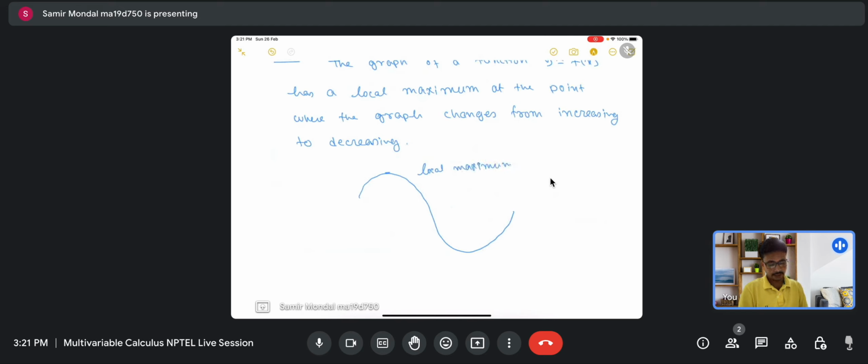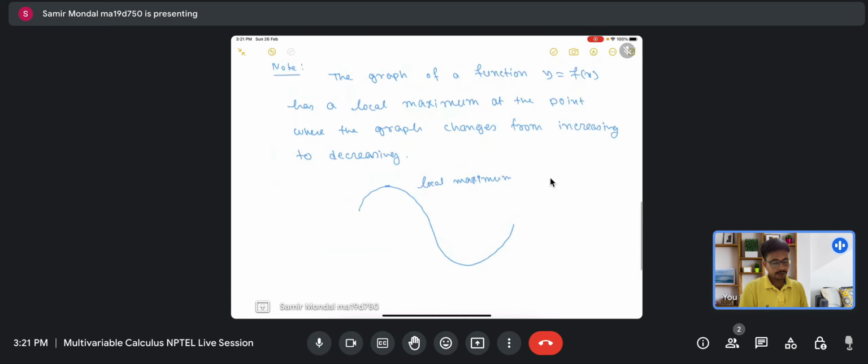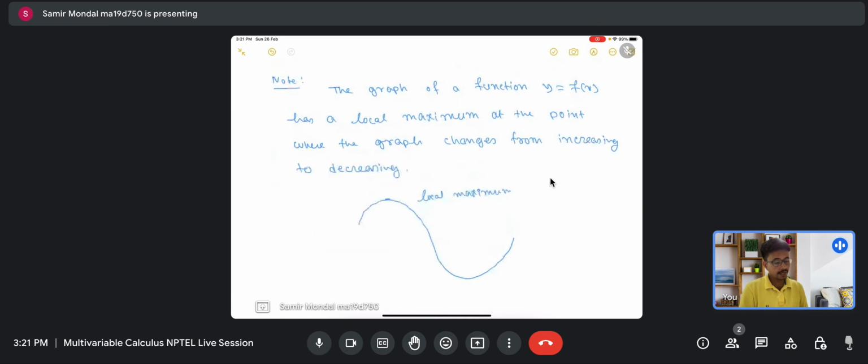So from this picture we can observe that the graph of a function y equal to f of x has a local maxima at the point where the graph changes from increasing to decreasing. In this portion the graph is increasing, in this portion the graph is decreasing. So the graph of function y equal to f of x has a local maxima at a point where the graph changes from increasing to decreasing. So using this we can observe that this is your local maximum.